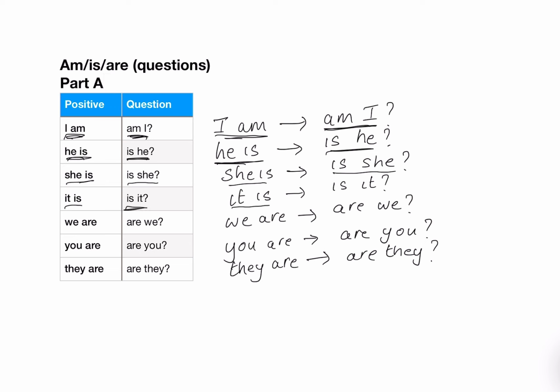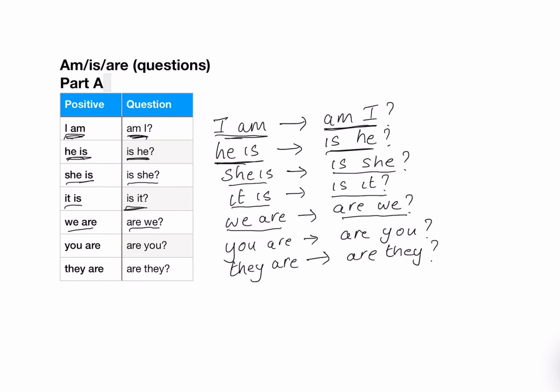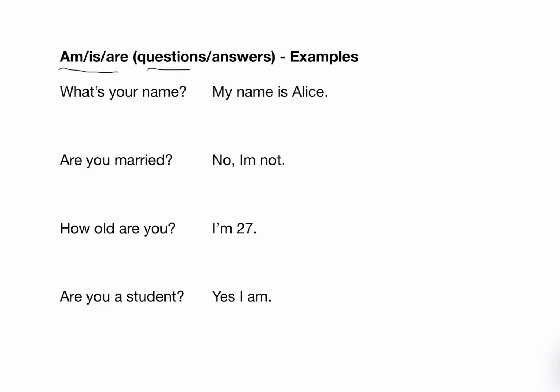We are becomes are we. You are becomes are you. They are becomes are they. So they are, when it's a question, becomes are they. We can have a look at some examples now using am, is and are in questions and answers.